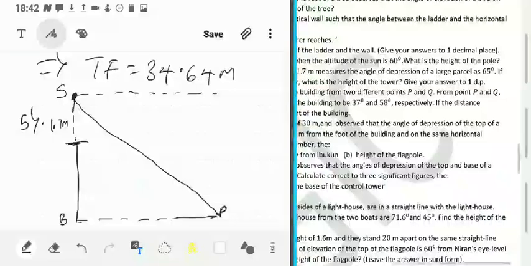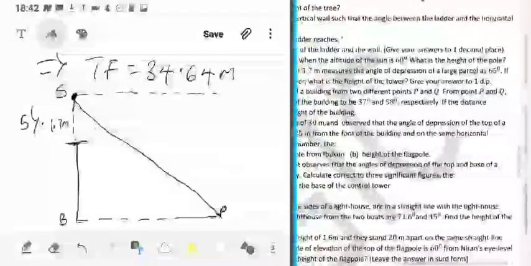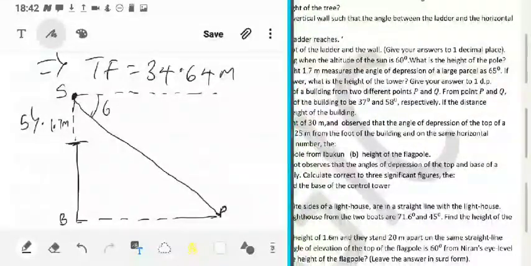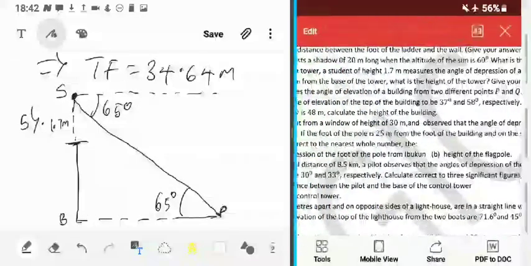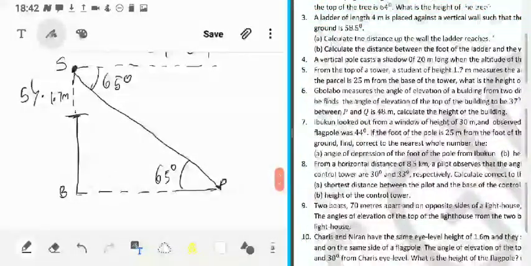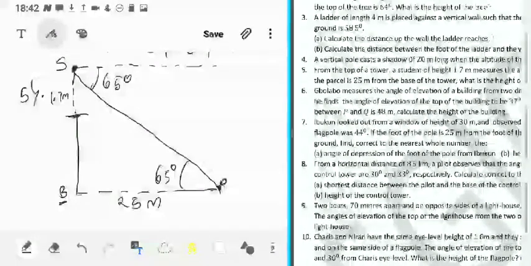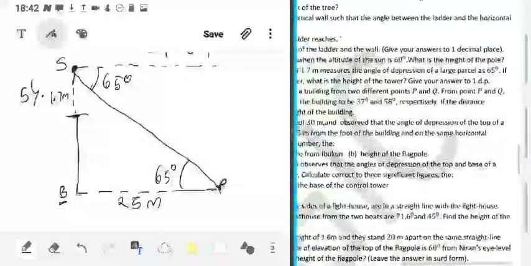Then, what's the angle that is formed? The angle of depression of the large parcel is 65 degrees. It means this side is also about 65 degrees. Remember, alternate angles. Okay, so if the parcel is 25 meters from the base of the tower, this is the parcel, this is the base of the tower. The distance separating them is 25 meters. What is the height of the tower? Give your answer to one decimal place.